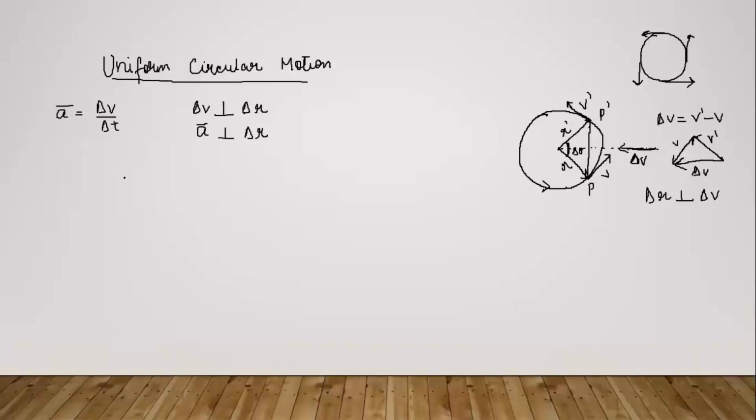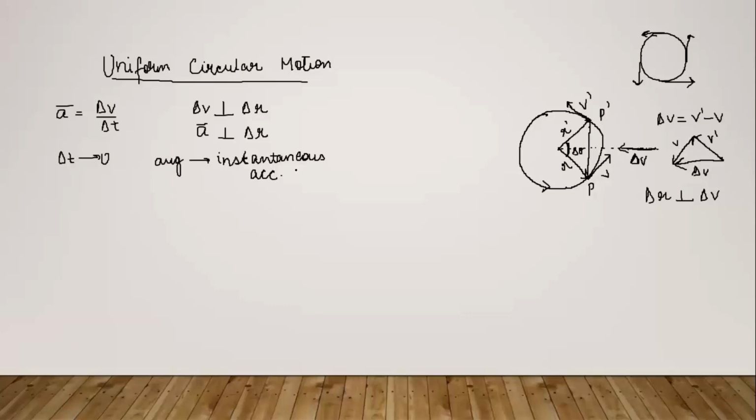And when we keep on decreasing delta t, that is, we are going from average acceleration to instantaneous acceleration, as delta t tends towards 0, we know that average acceleration will go to instantaneous acceleration. So that is why the instantaneous acceleration of a particle is always pointed towards the center of the circle.